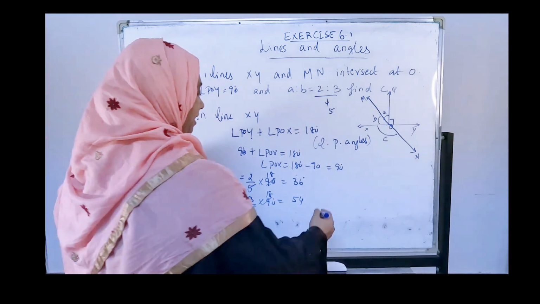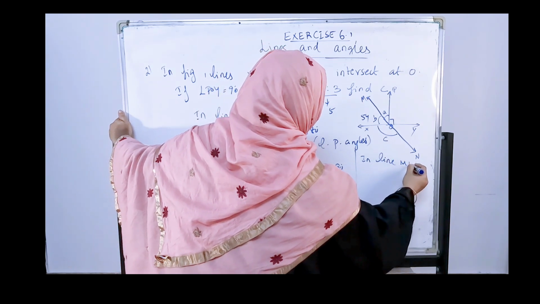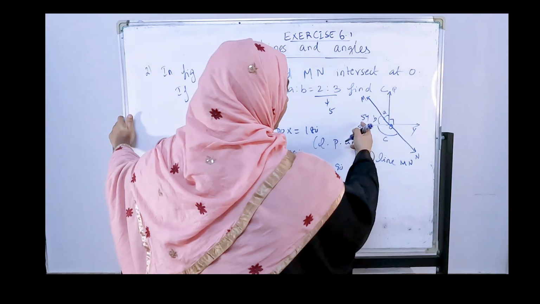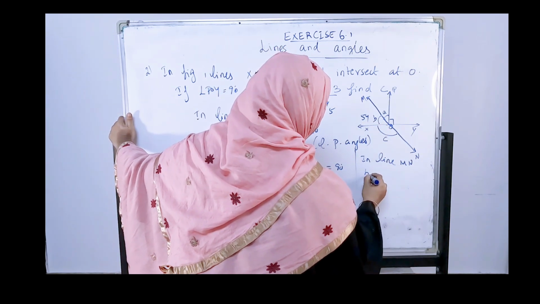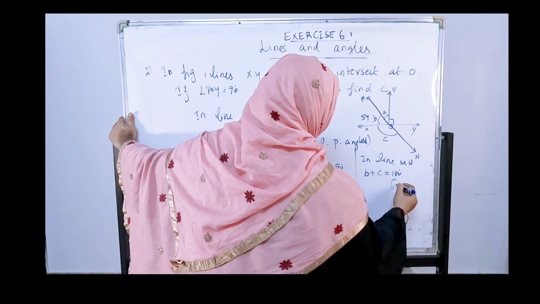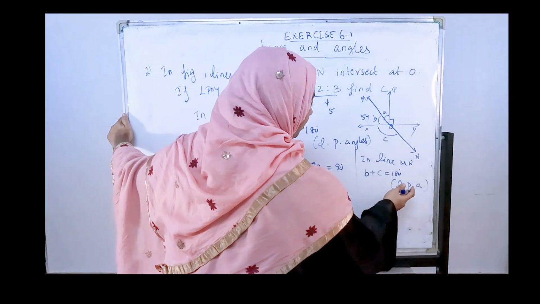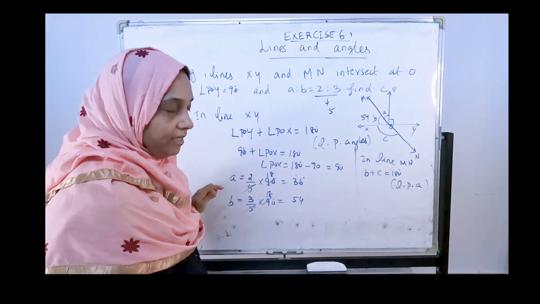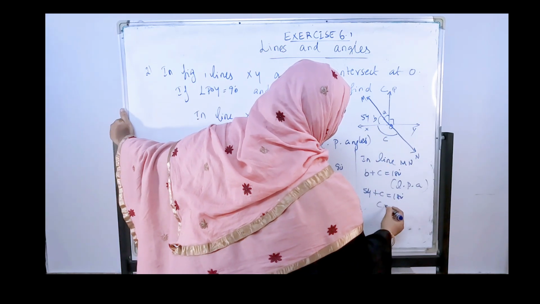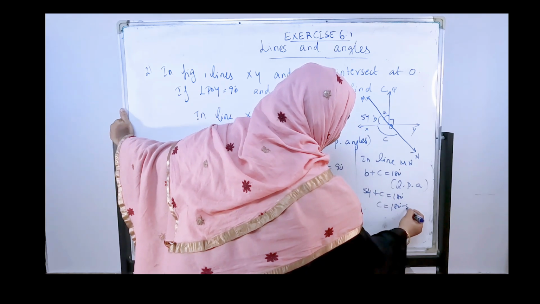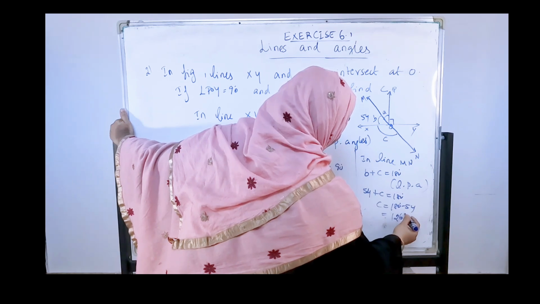Now we will use B, which we got as 54. Now take line MN. In line MN, angles MOX and XON, that means B plus C, is 180 degrees. Same thing, only linear pair of angles. You have to mention under which condition you are taking this, then only they will give the marks. So B we know is 54, 54 plus C is equal to 180 degrees. C is 180, bring the 54 to this side, minus 54. So it will be 126 degrees.